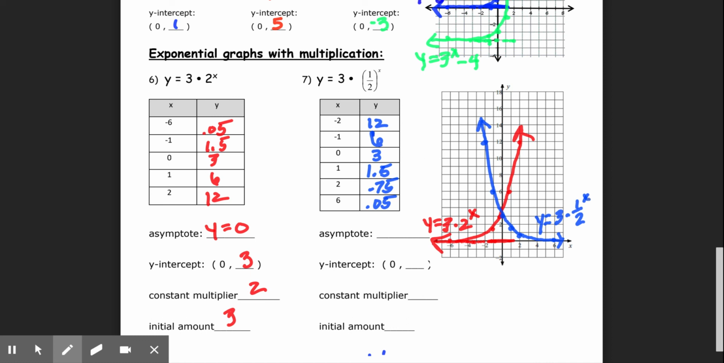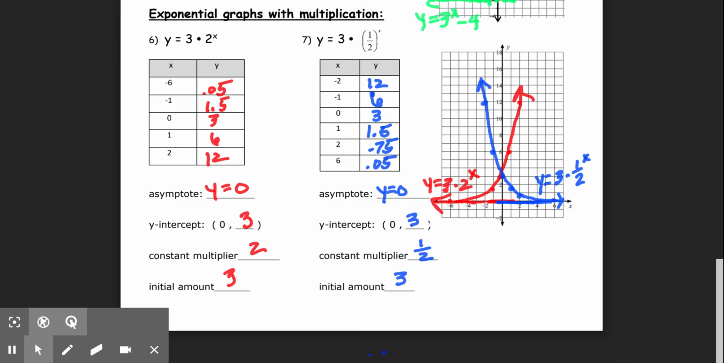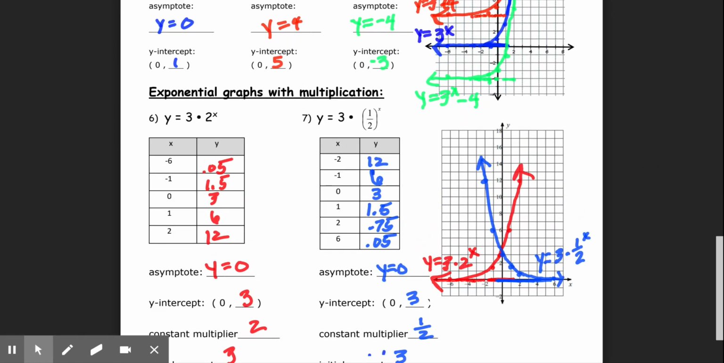So your asymptote, where it levels out, again, we take the flat part and then come back through the y-axis. So this one is also at y equals 0. Our y-intercept is when x is 0, so that would be 3. Our constant multiplier is 1/2, and the initial amount is 3. All right, so a lot of this can be done in your calculator, which is a saving grace for some of y'all. All right, signing off.